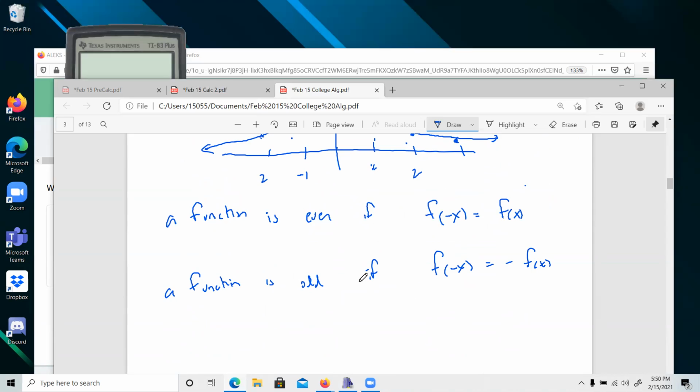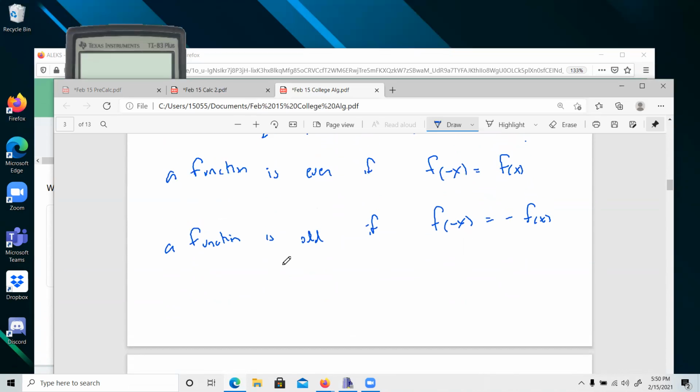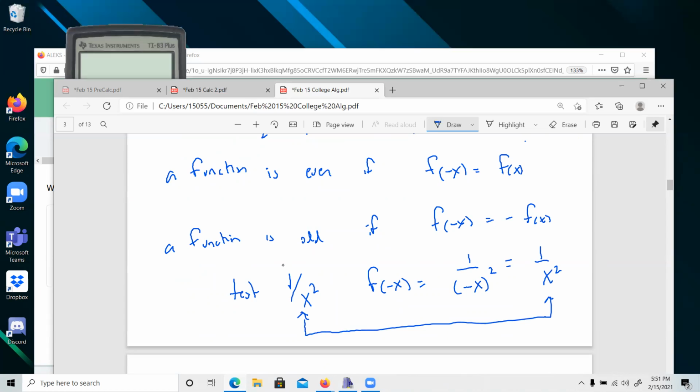So let's test 1 over x squared. What's f of negative x look like? What's it look like, 1 over negative x squared? When I square the negative x, we just get 1 over x squared. Hey, the function looks like it ate its negative sign when I put it in there. They're the same. That's how we know this is an even function.